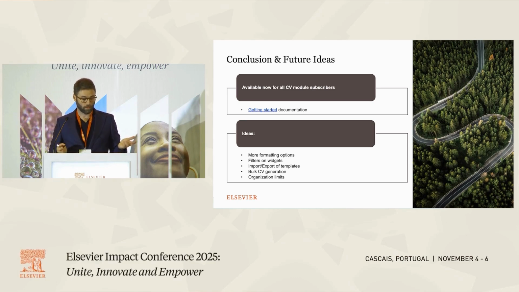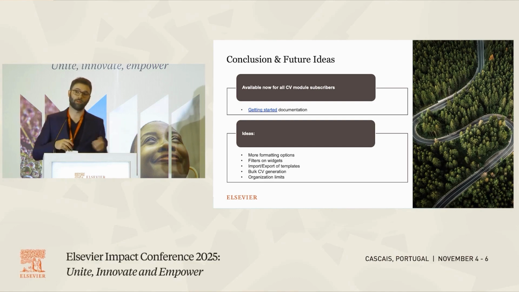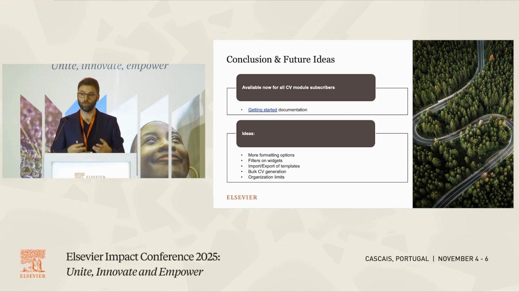It's also not done. We want to add more into this. Some of the ideas we have are, for instance, different ways of formatting the output. It could be more filters on the actual widgets. So right now you have to add the filters on the underlying data tables, but it could be really useful to be able to add filters directly on the widget you're seeing, right? So a list, but only show me the contribution to journal articles, for instance.